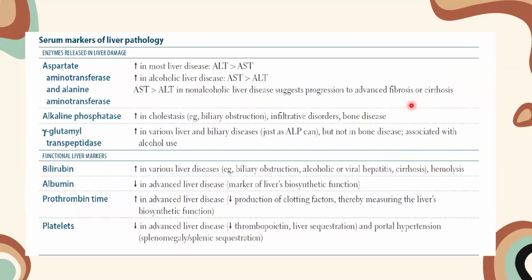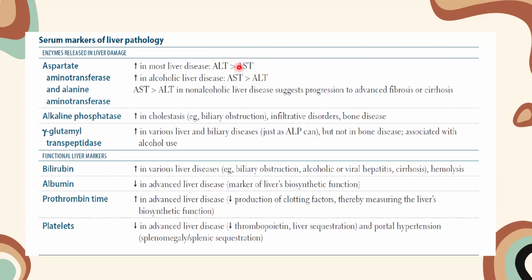Okay, so serum markers of liver pathology. What actually gives you a hint that there is something wrong with the liver and you need to do more investigations to figure out what is the underlying pathology? Those are basically serum markers. You have AST, which is aspartate aminotransferase, and ALT, which is alanine aminotransferase. Now, in most of the liver diseases, what you're going to see is that the ALT and the AST are both elevated. But specifically, in most liver diseases, the ALT is going to be more than the AST.